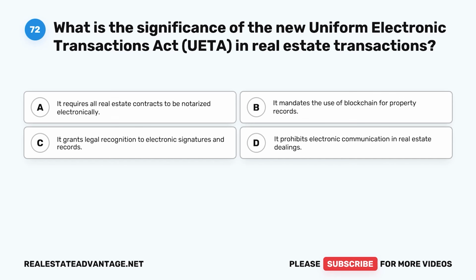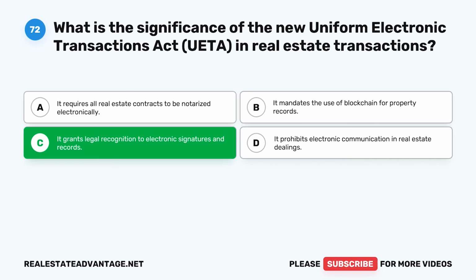Question 72. What is the significance of the new Uniform Electronic Transactions Act, UETA, in real estate transactions? A. It requires all real estate contracts to be notarized electronically. B. It mandates the use of blockchain for property records. C. It grants legal recognition to electronic signatures and records. D. It prohibits electronic communication in real estate dealings. The correct answer is C. It grants legal recognition to electronic signatures and records.